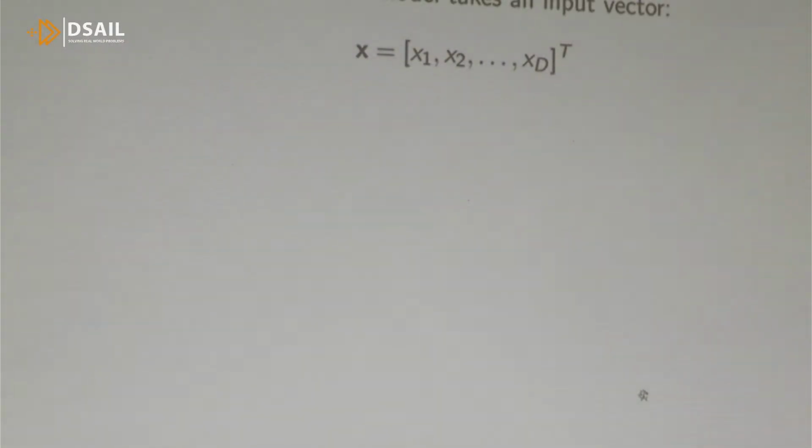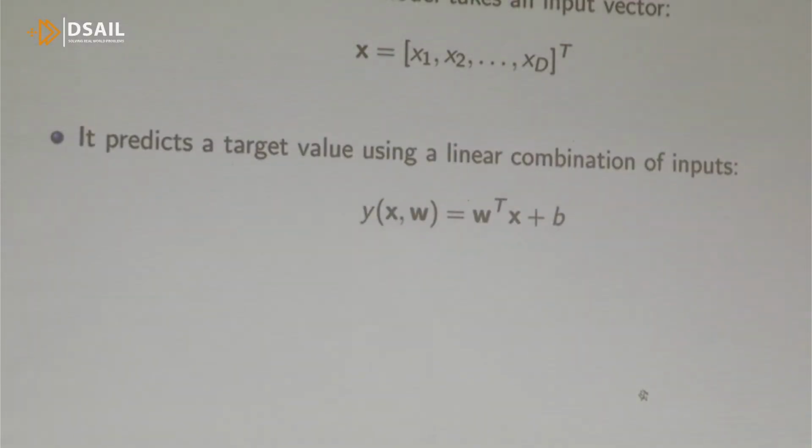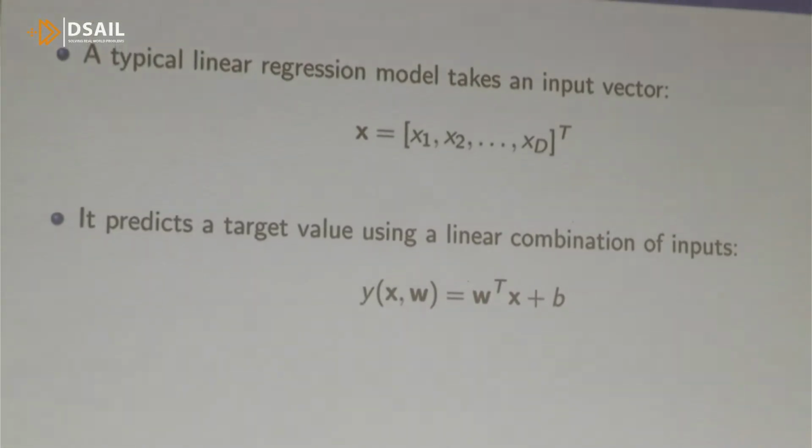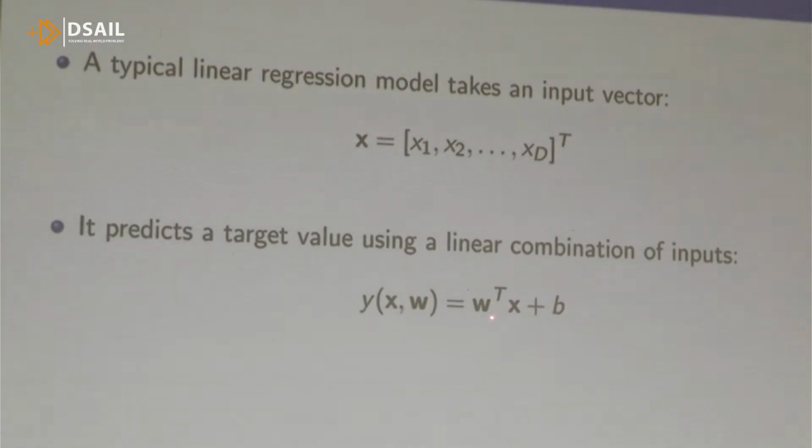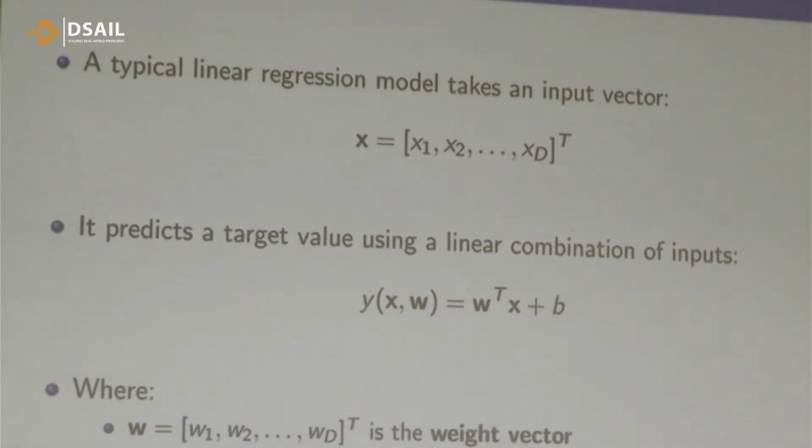So here we remember from our class on linear models and linear regression that a typical linear model will take an input vector x, which is d-dimensional. So basically a single vector that has d elements inside of it. And then it will predict a target value using a linear combination of the input. So this W transpose X is really a linear combination of the elements of X using the weights in the weight vector W, and then add some bias. So this is a typical linear model. And W is the weight vector, B is the bias parameter.